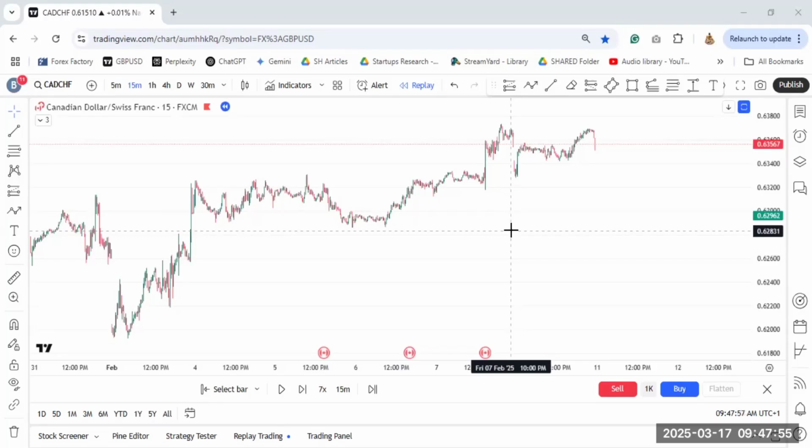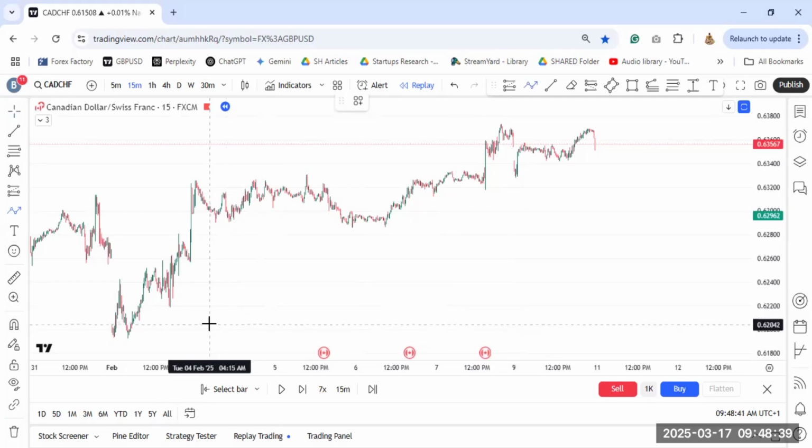Okay, so today I want to show you an important concept in Forex trading, which is change of character. I am going to show you what a change of character means in Forex. Before you can spot a change of character, there must be a trend.